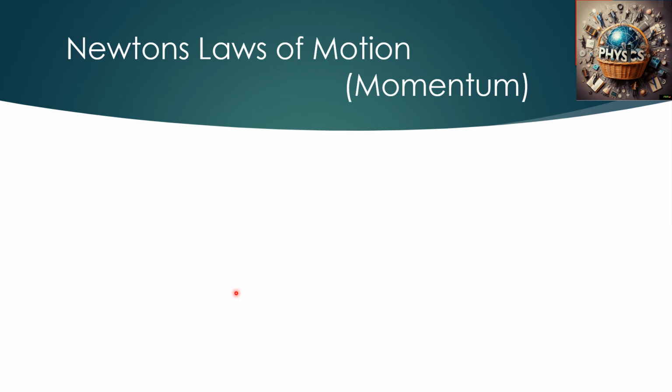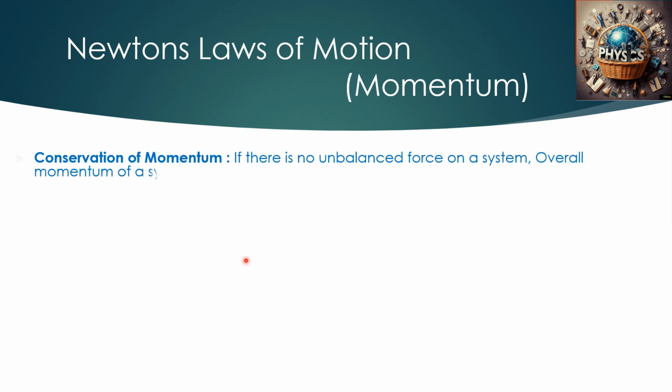So let us start with the law of conservation of momentum. If there is no unbalanced force on a system, the overall momentum of the system remains constant. Let's understand it further. Say there are two masses, m1 and m2. They are moving with different velocities u1 and u2, and they collide with each other, and then they separate and move in different directions with velocity v1 and v2.